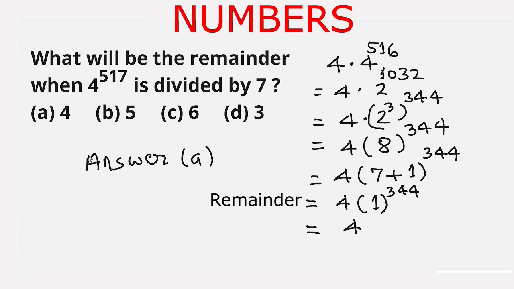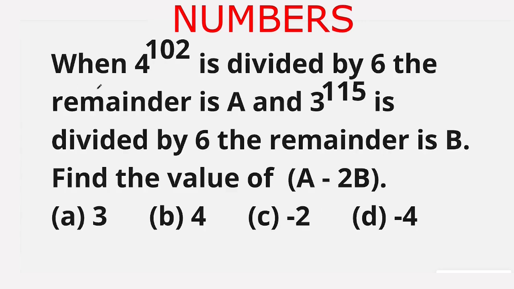We go to the next question. Our question is, when 4 to the power 102 is divided by 6, the remainder is A, and 3 to the power 115 is divided by 6, the remainder is B. Find the value of A minus 2B. The given options are option A 3, option B 4, option C minus 2, option D minus 4.